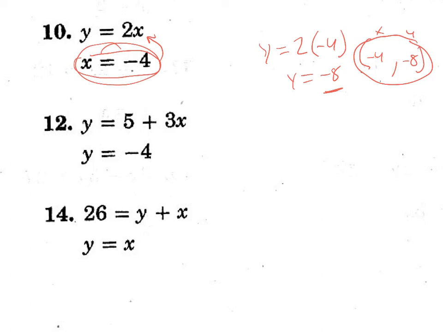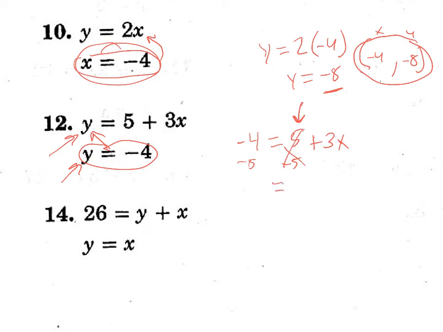Let's do number 12. Okay, notice here's our big, more complicated equation. Here's the easier one. We're going to substitute this one into that one. So if y equals -4, that means I can replace the y with -4. So let's do that. Now my goal is to get x all by itself. Okay, we can do that. Let's start with the piece that's furthest from the x. So let's take away a 5 from both sides.